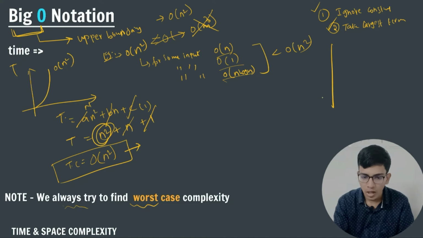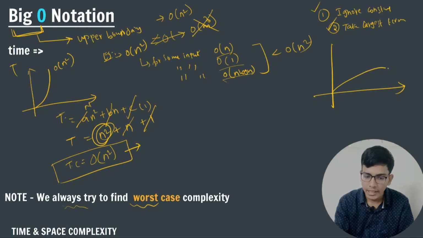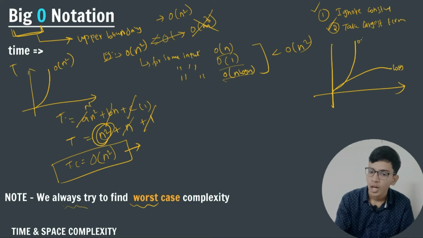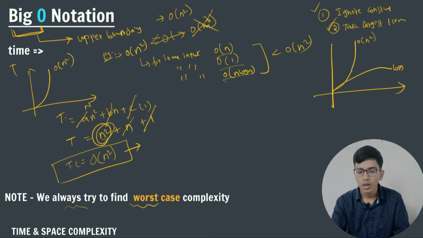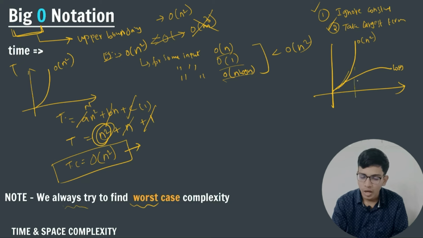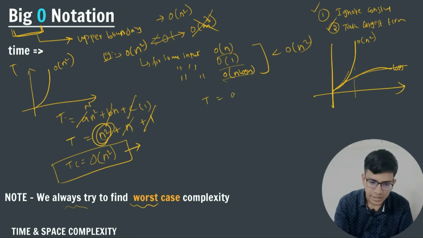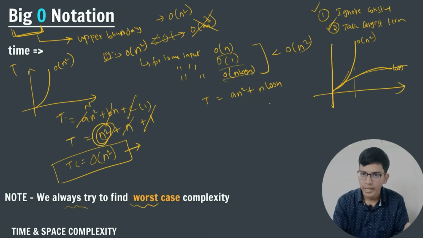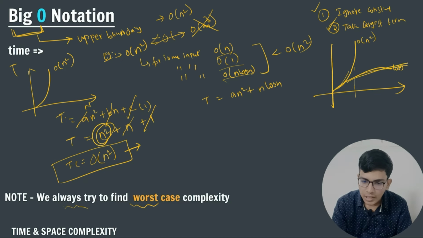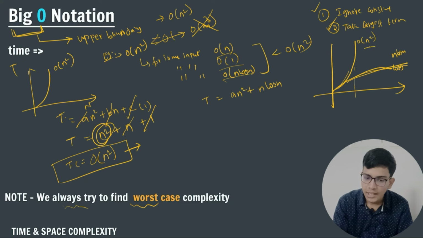So let us take an example that here our algorithm is taking log n time. This is how log n should look. After this is my n square time, right? At some point you can see that log n and n square are the same, but after some point you can see that log n is taking lower time. Let us take an example that our time is equal to a n square plus n log n. So this is the equation I got from my output. This is the graph for n log n and this is the graph for n square.